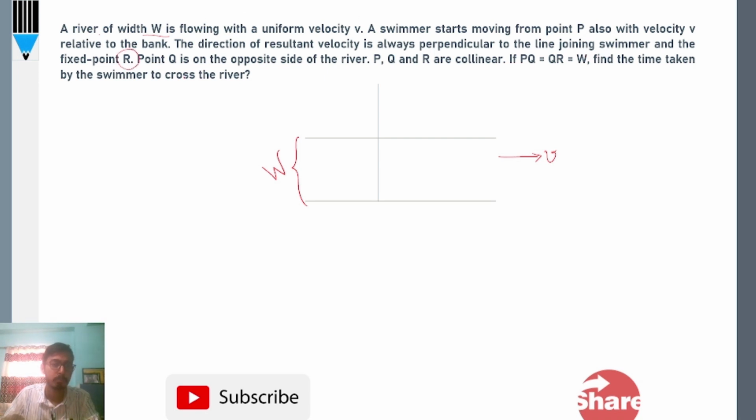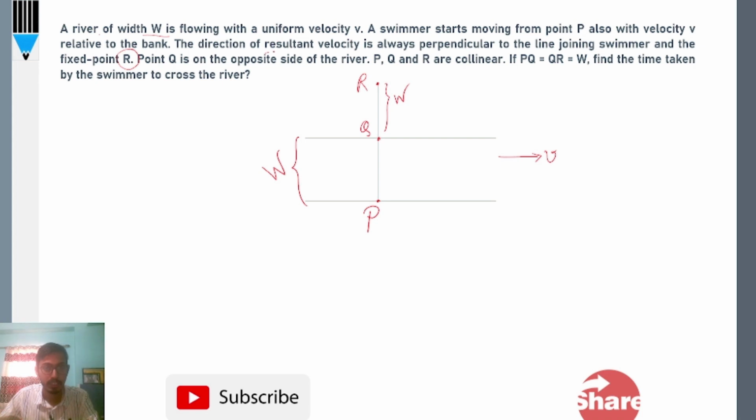The point Q is on the opposite bank of the river. P, Q, R are coordinates. The swimmer starts from P, and Q is the point opposite to it. PQ is equal to QR is equal to w.